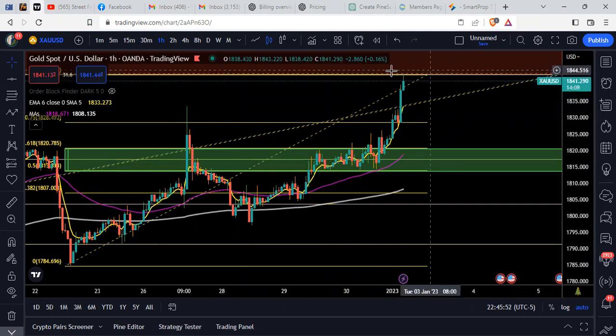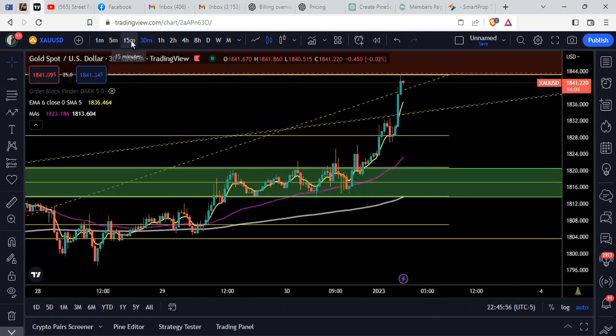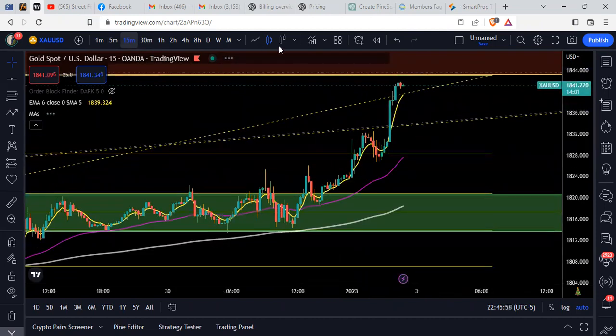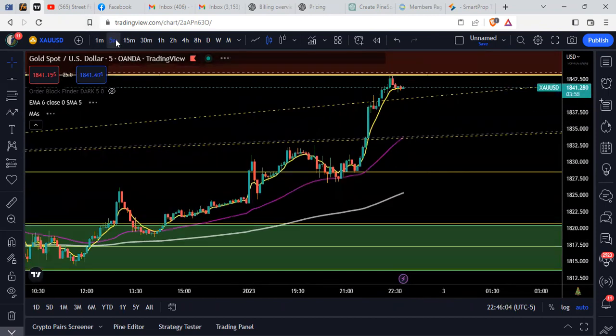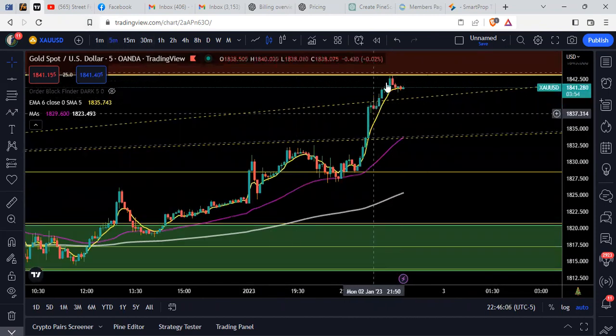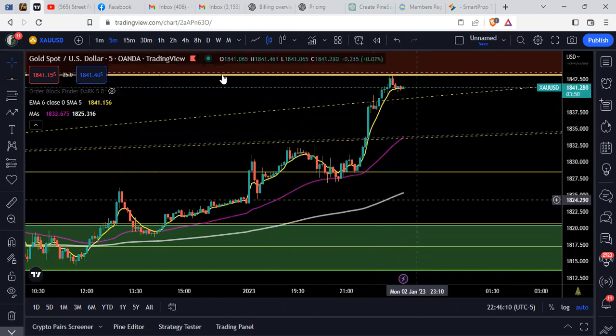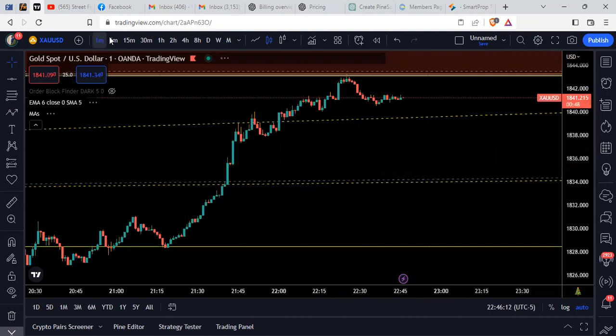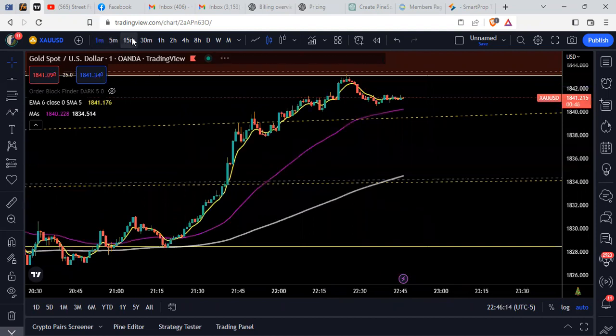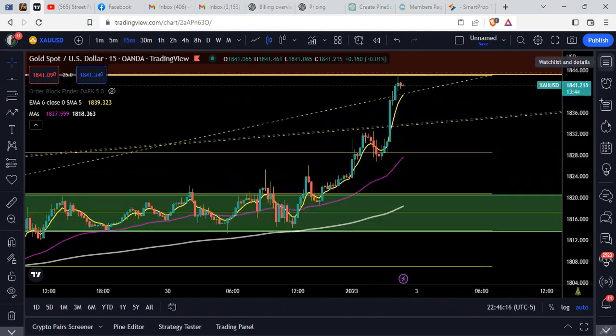And then that's where you can get your little scalps in on the hour, 30-minute, 15-minute time frames. Like if you look, you can see the rejection kind of happening. She's probably gonna pull back. So London session might be bearish for gold and probably bullish for GU.